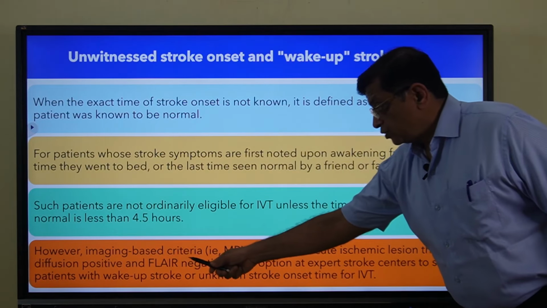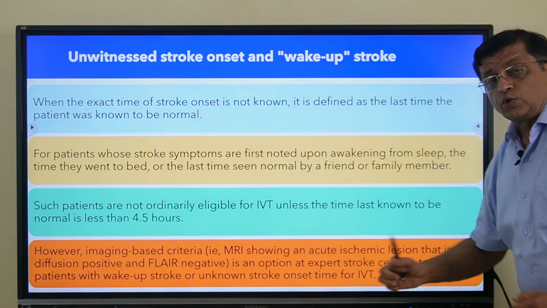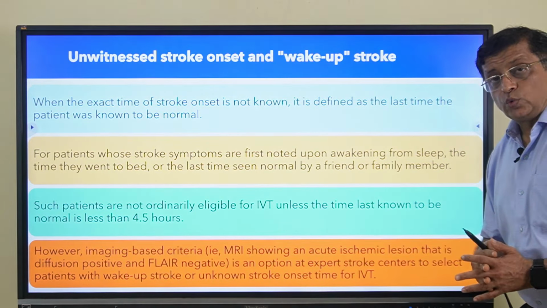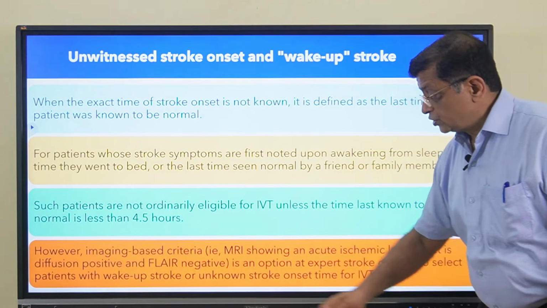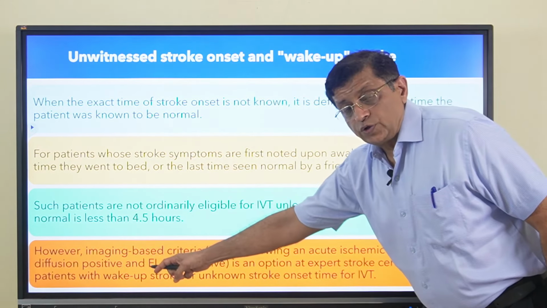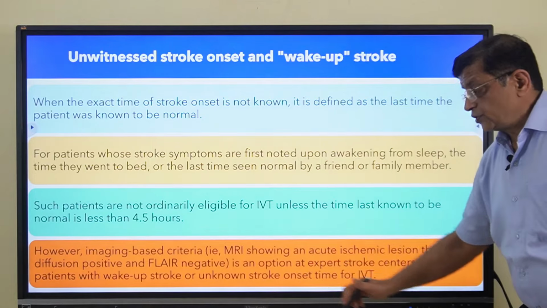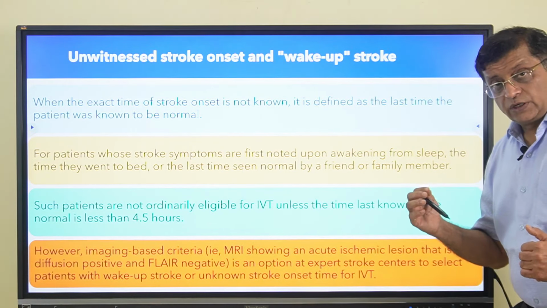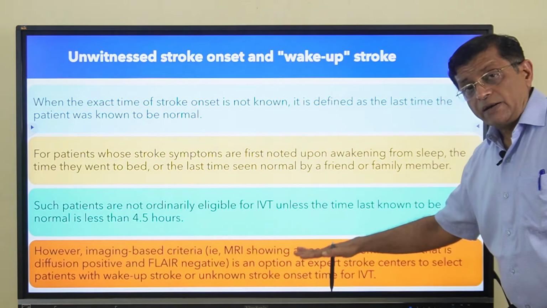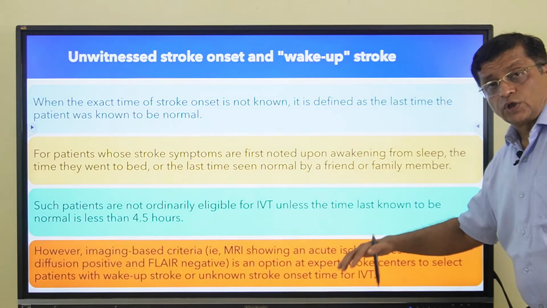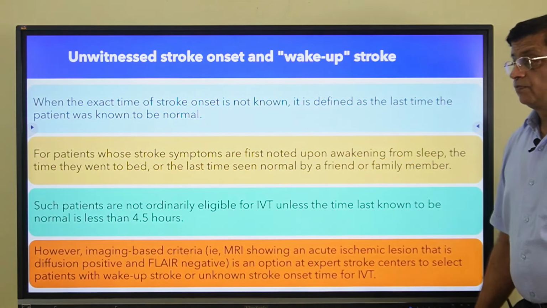However, sometimes imaging based criteria, like you do an urgent MRI and you see an infarct which is seen in the diffusion but not seen in the FLAIR image, which is called a diffusion FLAIR mismatch. Such select patients can be considered for thrombolysis or mechanical thrombectomy.